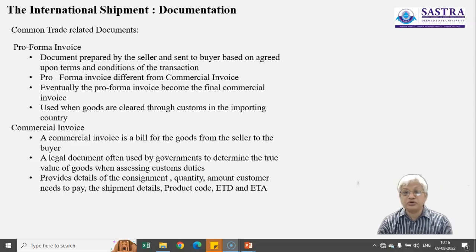I already informed you, quantity, the amount to be paid, the shipment details, as I told you, the product code, and the ETD and ETA. ETD stands for expected time of departure. Well, in certain modes of transport, the goods, when loaded in the transport vehicle, don't leave at the same time.